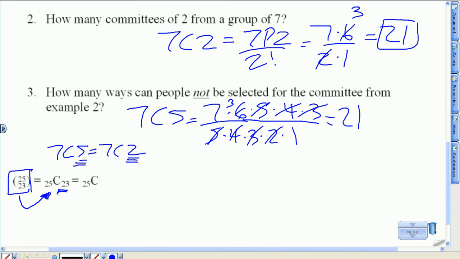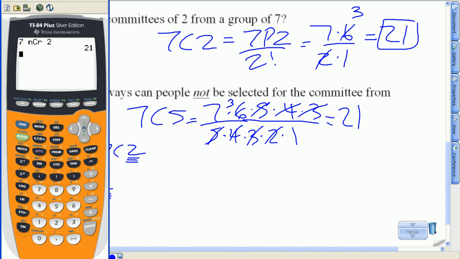Well, this number plus the number you add to it to get 25 are equal to each other. So that number is 2. 23 plus 2 is 25. When the sum of these numbers at the end is equal to the number in front, those combinations will be equal to each other.